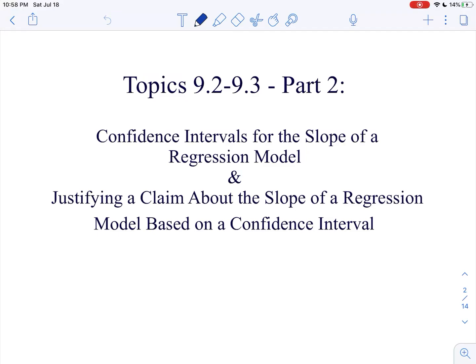All right, Ryan. So this is topics 9.2 to 9.3, part 2, confidence intervals for the slope of a regression model and justifying a claim about the slope of a regression model based on a confidence interval. So now that we know about the sampling distribution that leads us to the math that we can do to construct a confidence interval, let's break down the process step by step, okay?